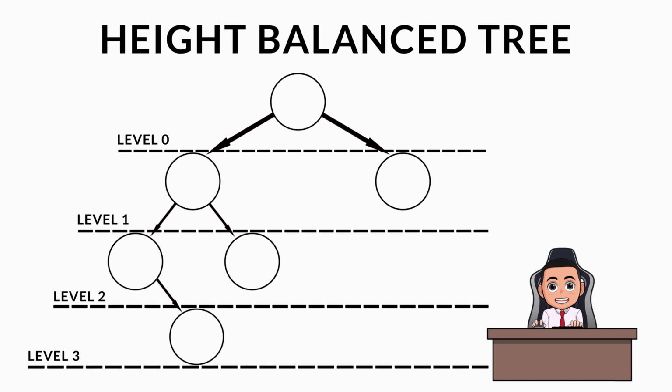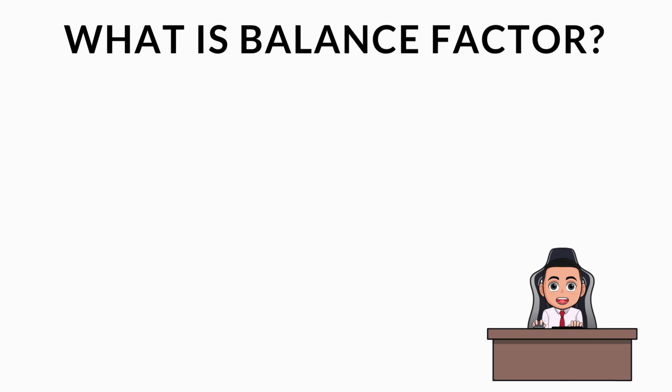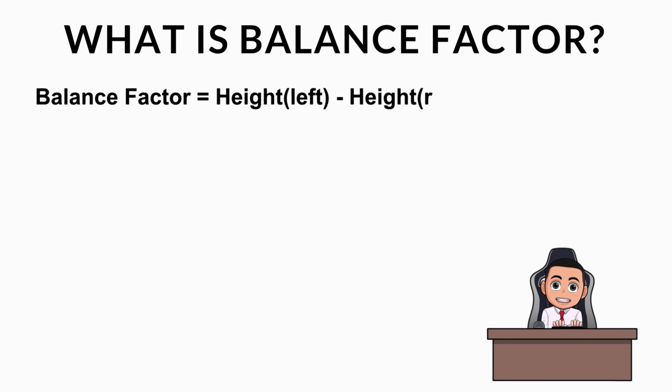Now that we know what is considered a balanced tree, the next question should be, how does an AVL tree determine whether or not the tree is balanced? An AVL tree can achieve this by something called the balance factor of a node. The formula for this is pretty simple. The balance factor of a node is the height of the left subtree minus the height of the right subtree. You can also do the reverse: the height of the right subtree minus the height of the left subtree.